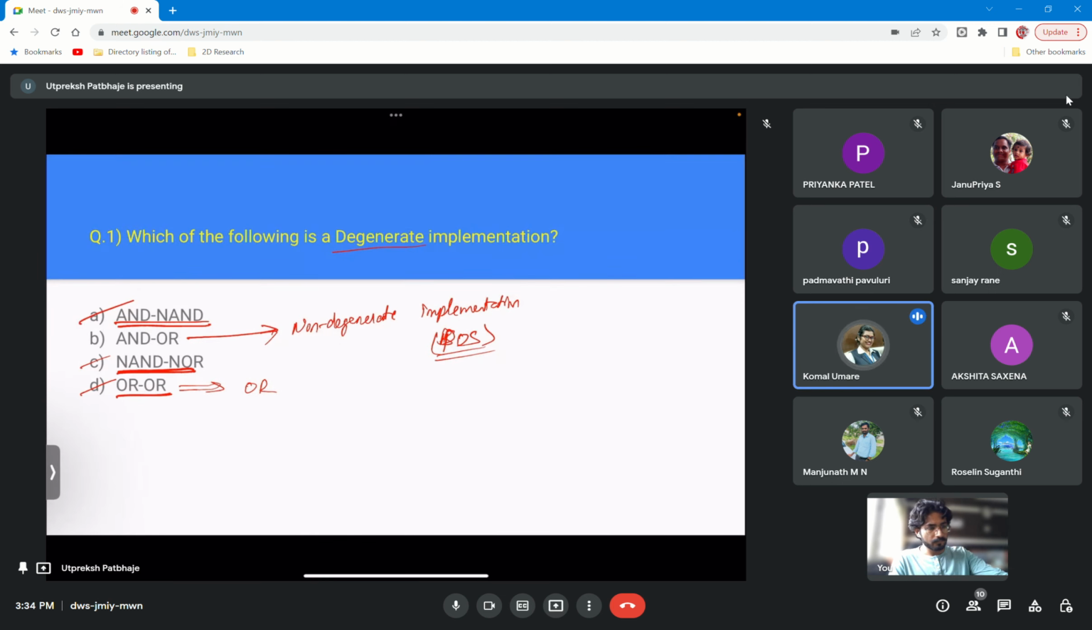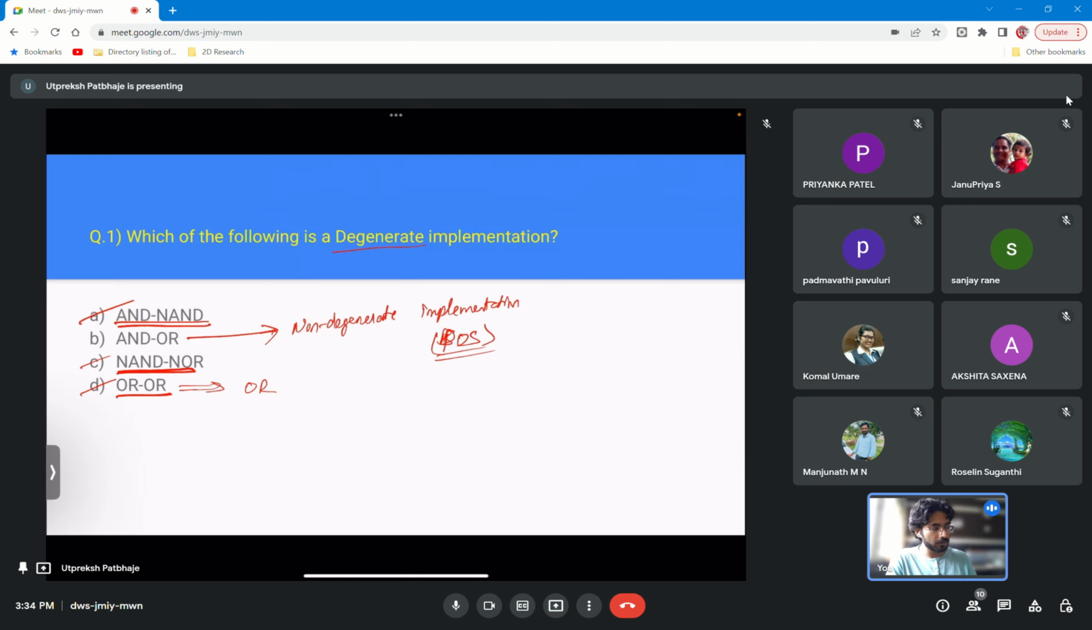Hello. Yes, Komal. So which option is correct? I mean, you said here that AND is also a gate of the degenerate implementation. Sorry, can you repeat this? I mean, you said that all combinations are correct, meaning the above three combinations are correct for what? Yeah, these are degenerate implementations.